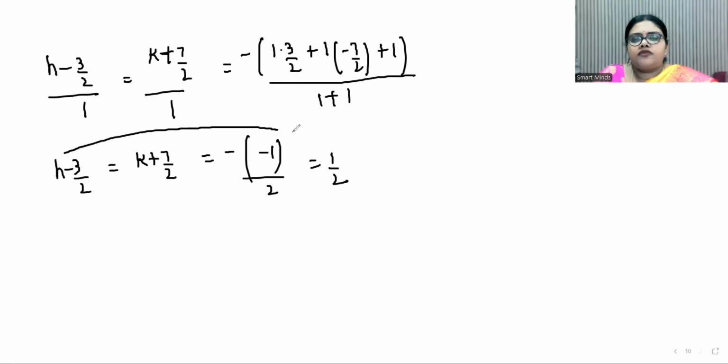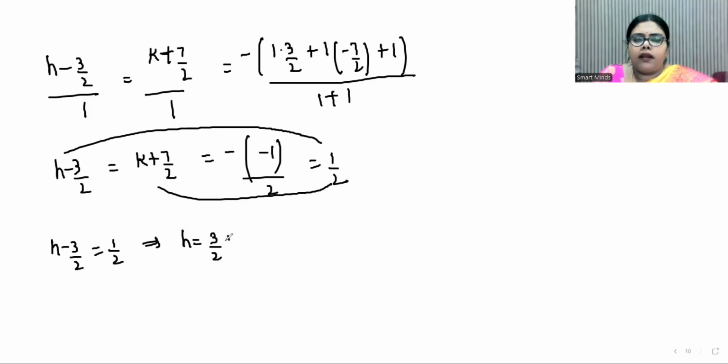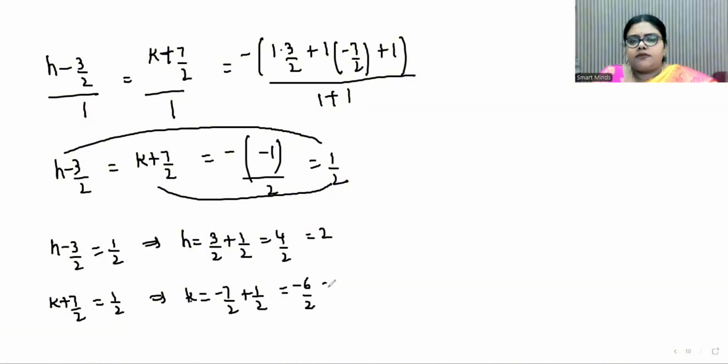Now equate this first and last, then second and last. So h minus 3 by 2 is equal to 1 by 2. That means h is equal to 3 by 2 plus 1 by 2, 4 by 2, which is equal to 2. And k plus 7 by 2 is equal to 1 by 2. So k is minus 7 by 2 plus 1 by 2, minus 6 by 2, that is minus 3. Therefore, point of contact is 2, minus 3.